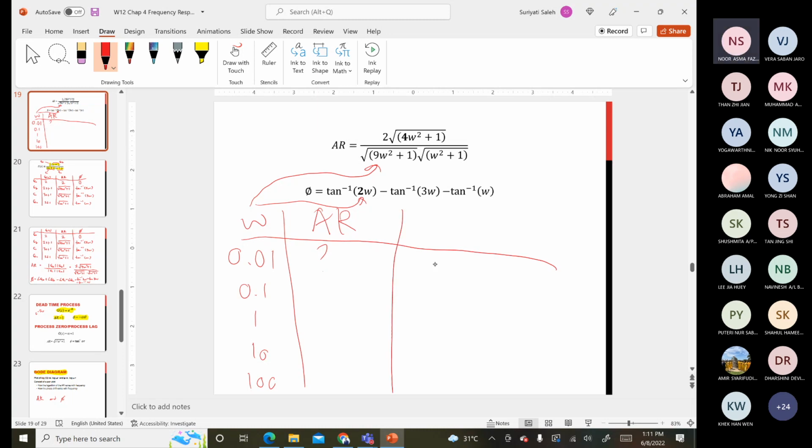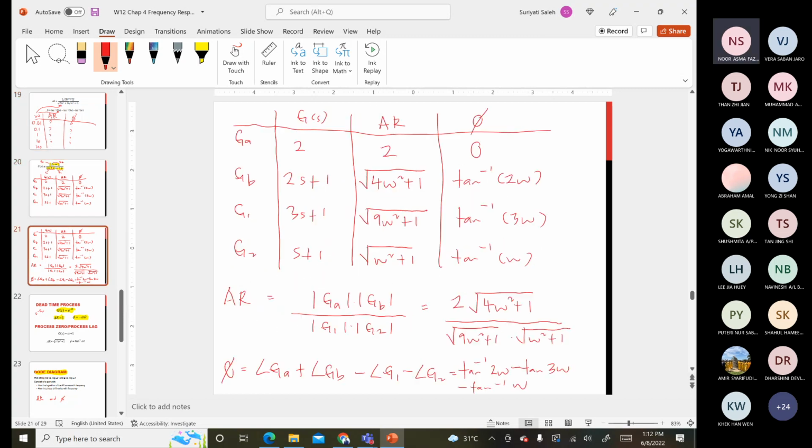The same goes with the angle. You put the value of your frequency inside your expression for the angle. Then you do the calculation. Once you obtain these values, then we will do the plotting of our Bode diagram. It's like that.